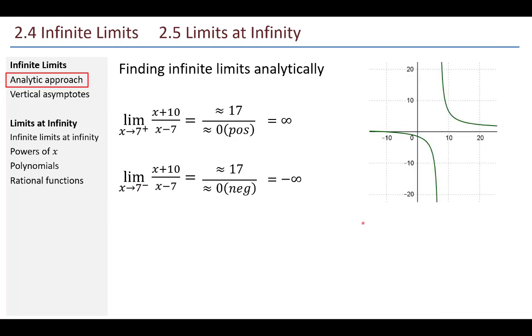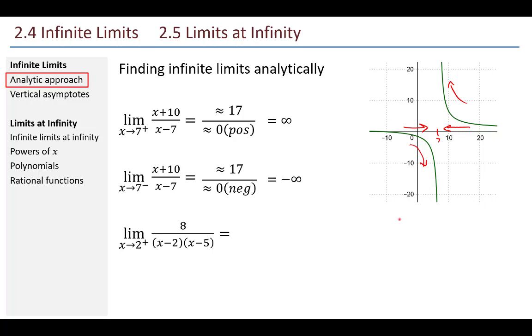Here's a picture of this situation, and you can see how this is reflected. When x approaches 7 from the right, the y values shoot off to positive infinity. When x approaches 7 from the left, those y values decrease down to negative infinity.